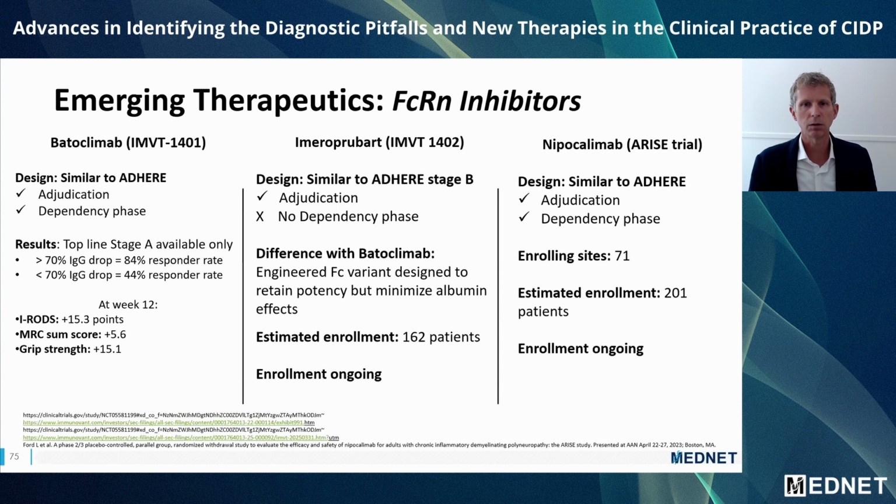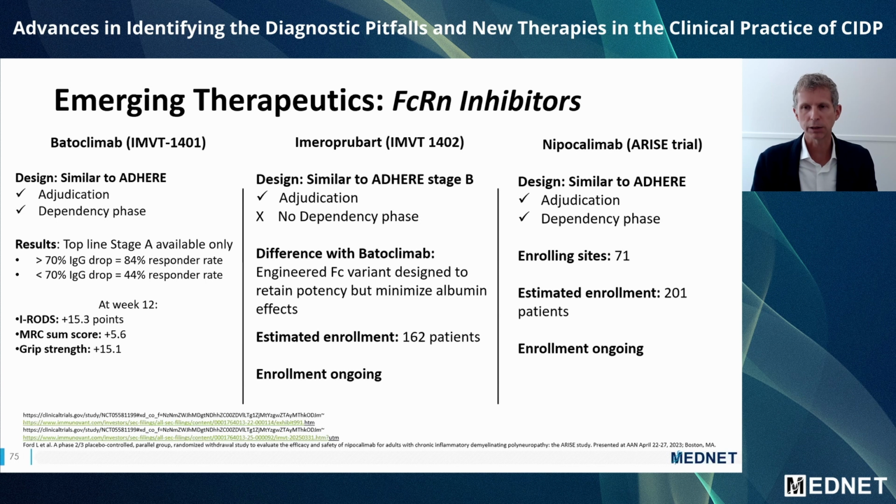Consequently, the drug is not moving forward in clinical practice or clinical trial, but the next generation of that drug, called IMVT 1402, is now in clinical trials, and that drug is thought to be just as potent as batoclimab, but with less impact on either albumin or cholesterol. That study is a slimmed down version of the ADHERE study, where essentially it's cutting out the run-in stage and also stage A, where patients after adjudication go straight to the study drug, randomized to drug or placebo, looking at relapse rates. That study is currently enrolling.